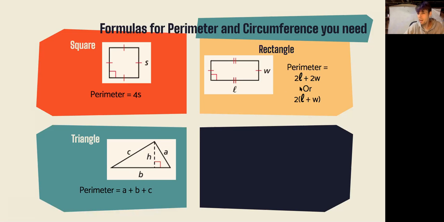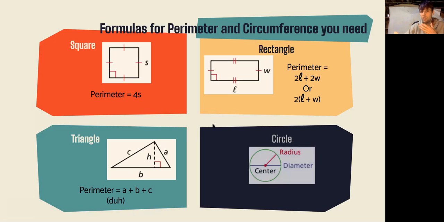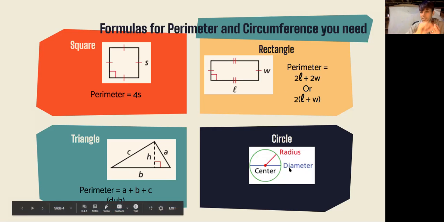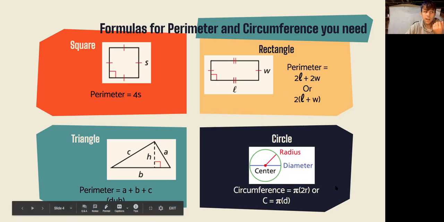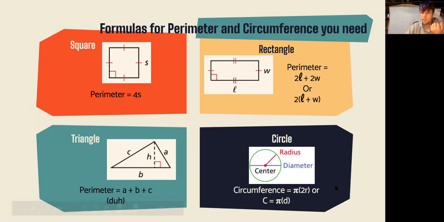They also have other ways that we can write the perimeter that are different. And then the last one is our circle. So our circle has a few different measurements we need to be familiar with. We need to know the radius, which is the distance from the center to the circle itself. So that's our radius. And the diameter, that's all the way across the circle through the center. That's our diameter. So for circumference, we can use either of those measurements to find it out.